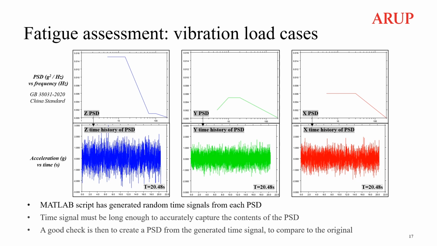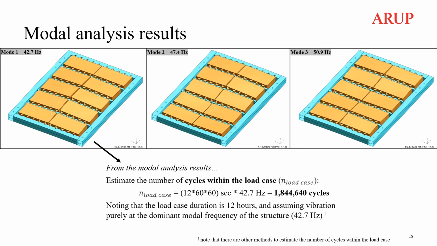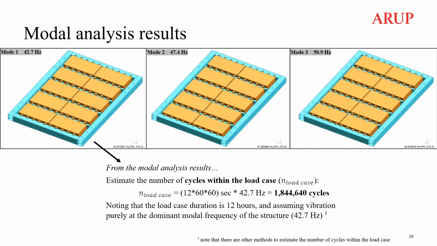The first part of the implicit analysis sequence was to compute the structural modes using an eigenvalue approach. The first three modes are animated here. To estimate the number of cycles within the 12-hour load case, we made the lower bound assumption that vibration is purely at the frequency of the first mode, 42.7 Hz, hence leading to approximately 1.8 million cycles in this example.